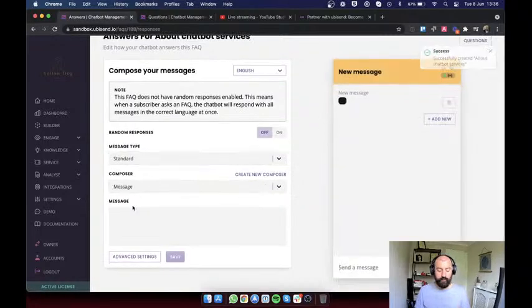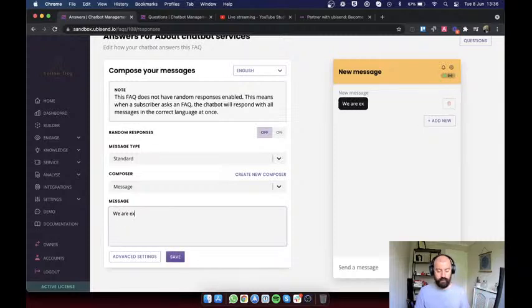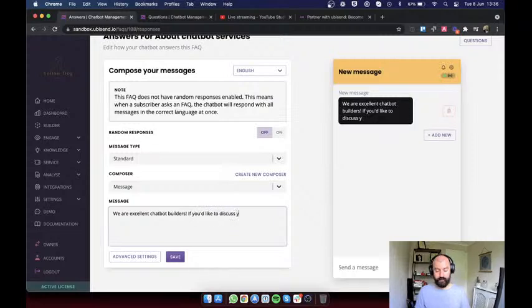Now, what I would have to do is go through the entire process that we went through a couple of weeks back of creating a conversation around it and everything. I'm not going to do all of that because we've gone through that quite a lot. But what I'll do is say, we are excellent chatbot builders. If you'd like to discuss your project, I can put you in touch with our chatbot team.